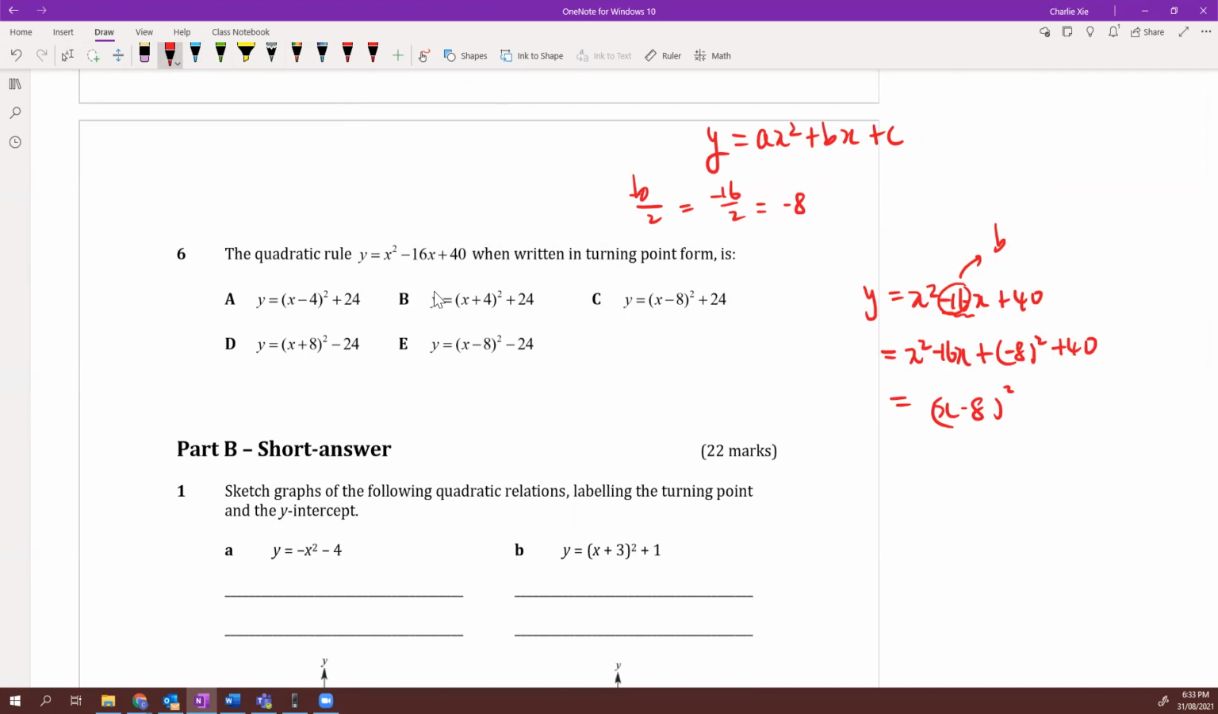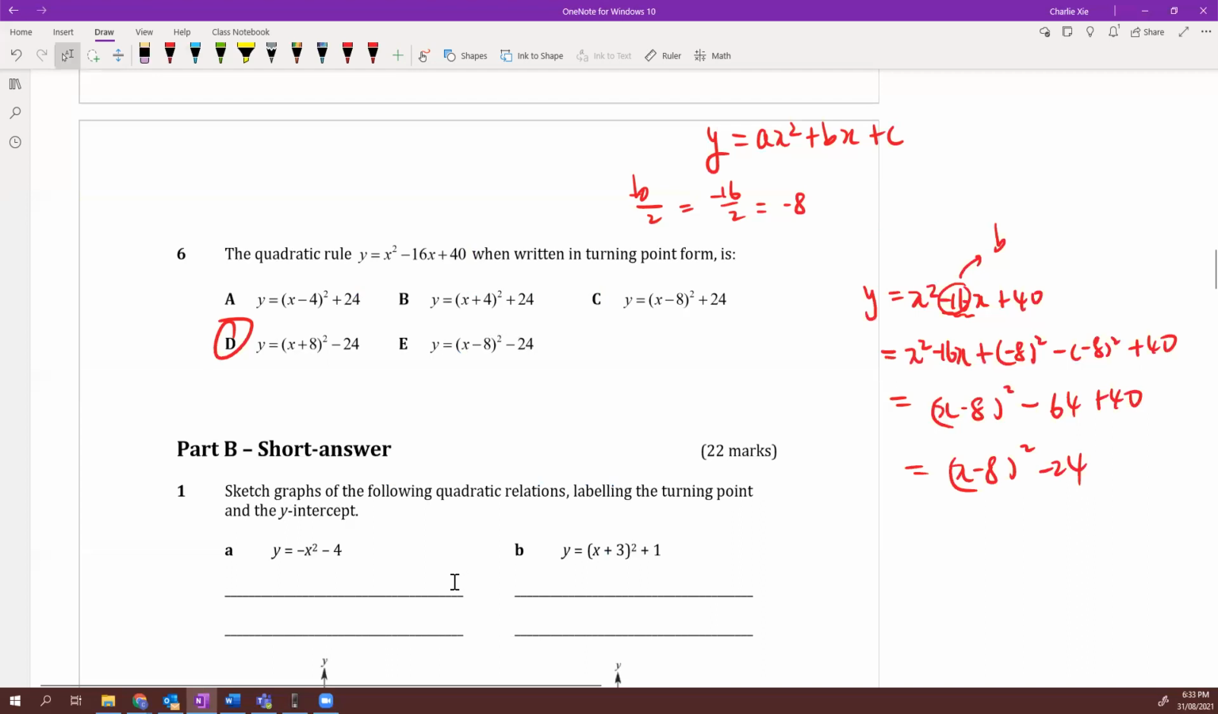You plus this one. I forgot one thing. I made a mistake. Because you plus the (-8) squared, you have to minus (-8) squared plus your original 40. That's how you make this balanced, which means canceling each other out. So you have minus (-8) squared, 64, plus 40. So that's (x minus 8) squared minus 24. And therefore the answer is D.